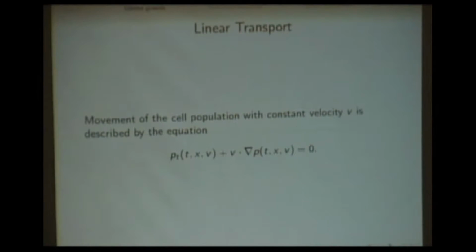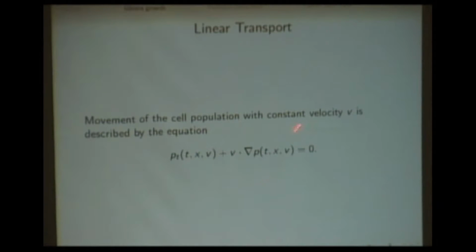Okay, so now the modeling of the cells I do through a transport equation. So P of t, x, v is the population density at time t, location x, and in direction v. And then this term alone is just the material derivative in direction v, or the directional derivative in direction v. It describes cells moving in direction or velocity v, and that's it.